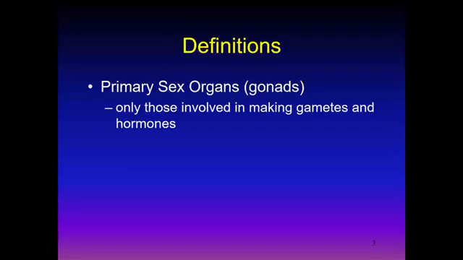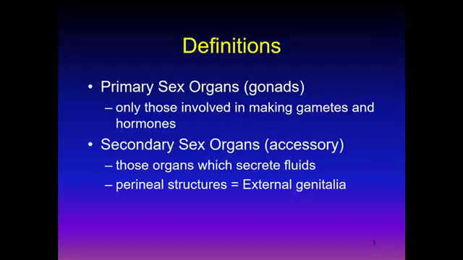The primary sex organs in the male or the female are where the gametes, eggs or sperm, are made. They are also called gonads. In males, these are the testes. All other organs are considered secondary sex organs or accessory organs. Sometimes these are separated into organs that secrete fluids, like the glands, and the perineal organs, like the scrotum or the penis.